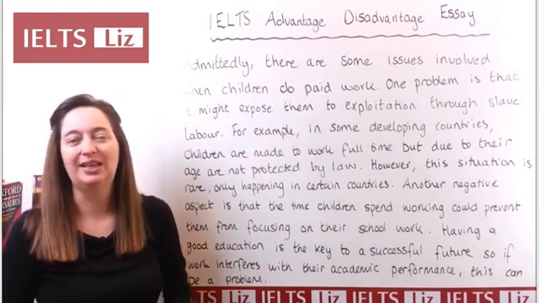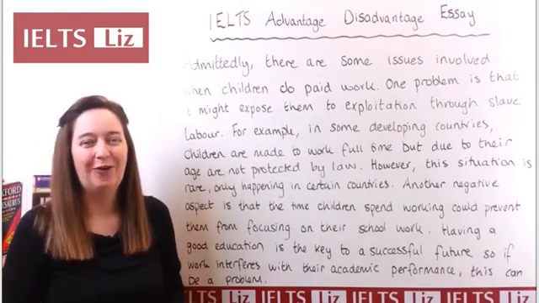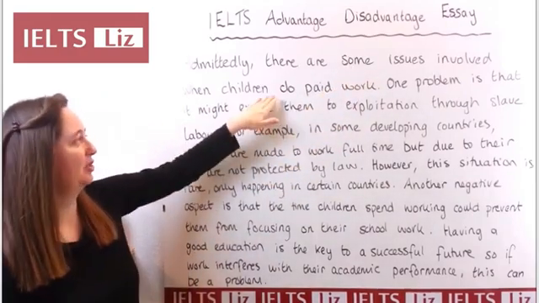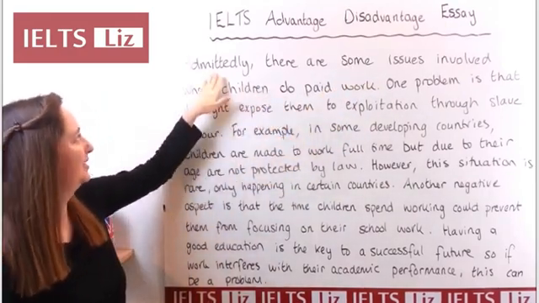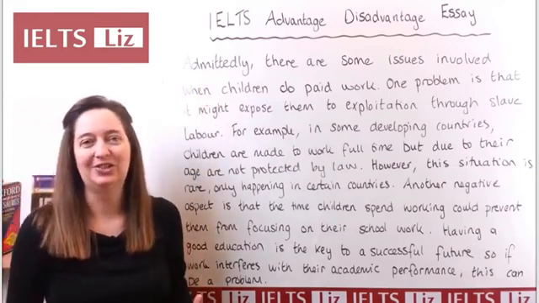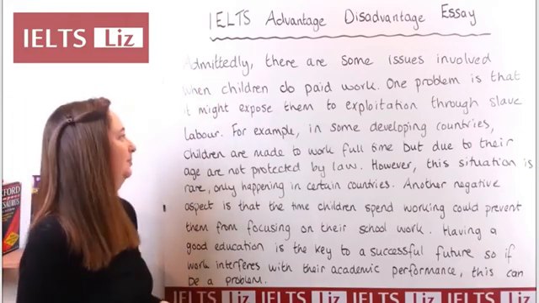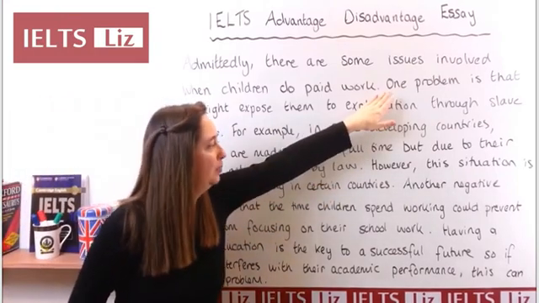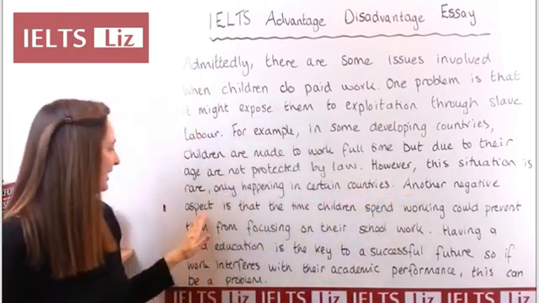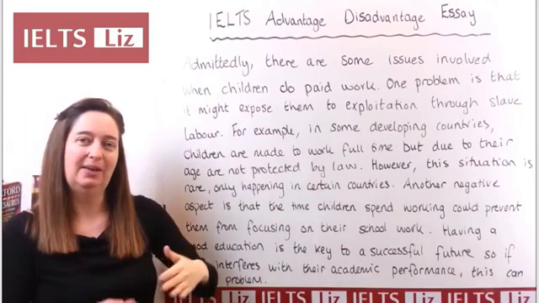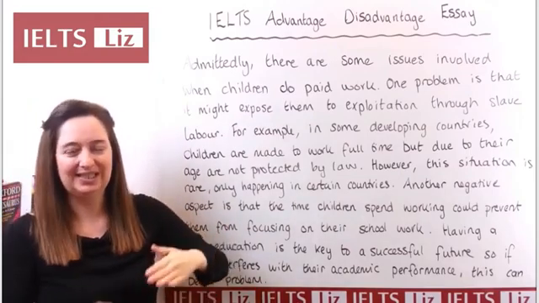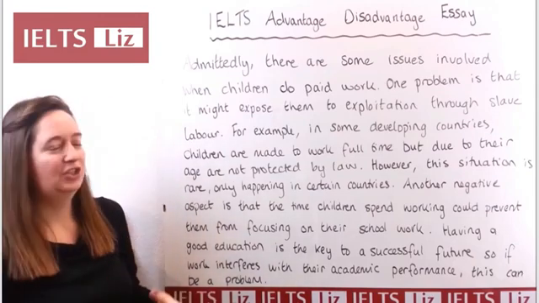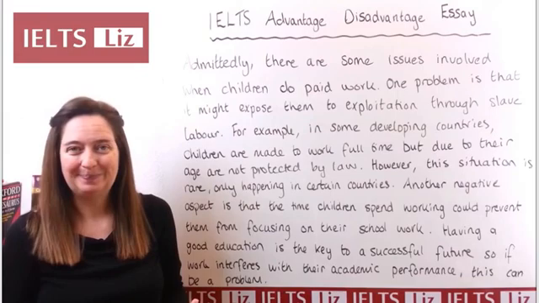Again, we're introducing the topic, the subject of this paragraph. So it's about the disadvantages, it's about children doing paid work, and admittedly shows that this is the side we think is less important. Now, looking at the other linking, we've got one problem, another negative aspect. So again, the examiner can see very clearly that we've got two disadvantages in this paragraph. The other change that we've got is with grammar.